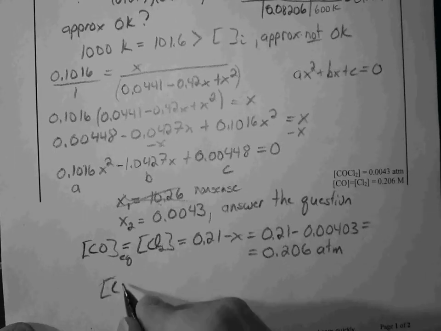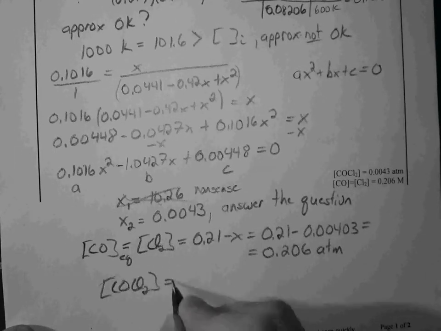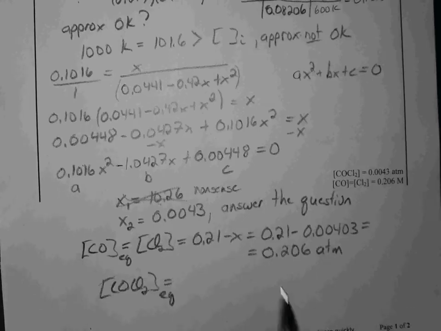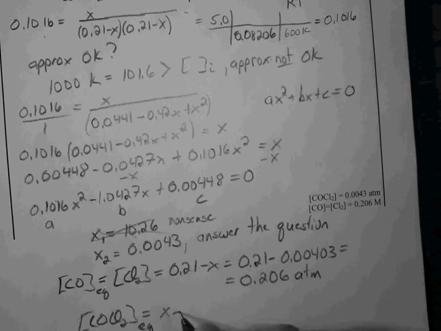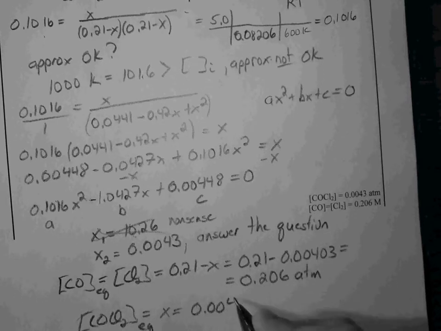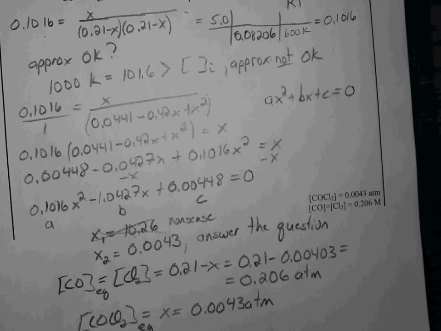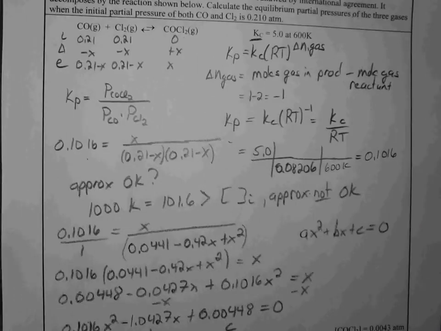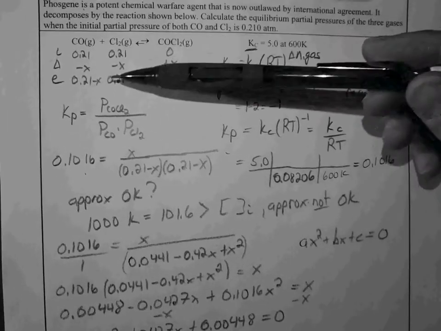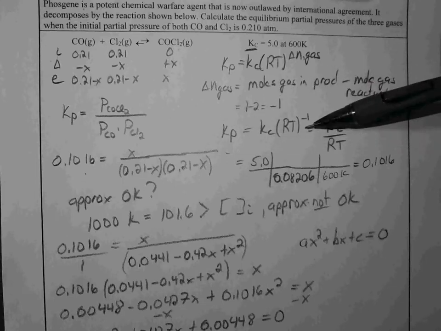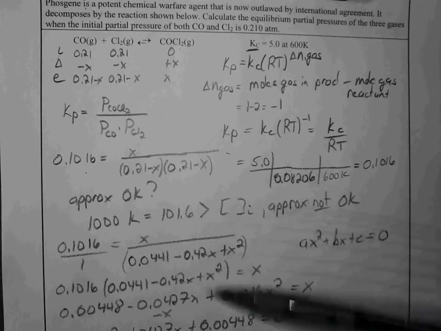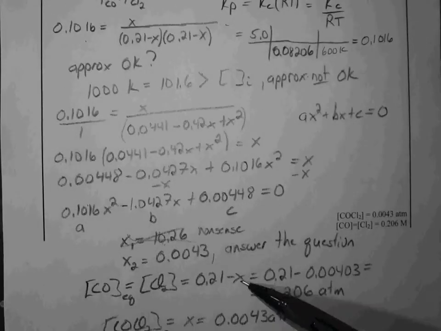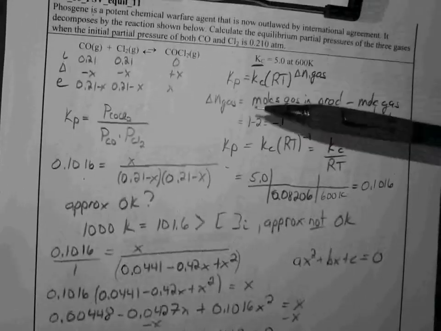And for the phosgene gas, at equilibrium, our phosgene gas is equal to x. So that's 0.0043 atmospheres. Okay, so we had to do a lot of work for this problem, but the general process is the same. We have an ice table, an equilibrium expression. We solve somehow for x. Once we have x, we go back and answer the initial question.